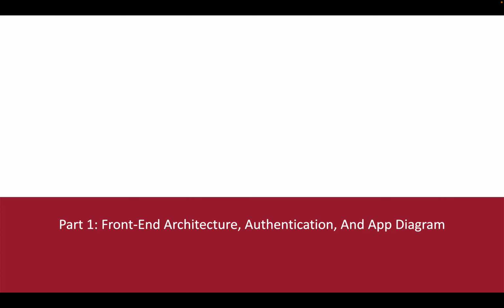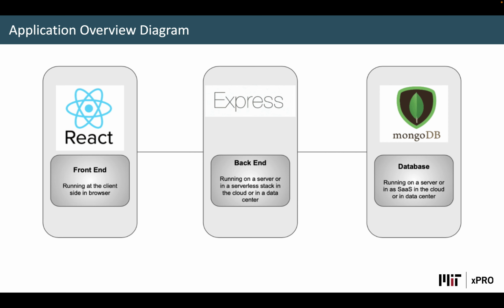So the first part we're going to talk about is the front-end architecture, authentication, and application diagram. The current application diagram is utilizing the MERN stack, with React used for the front end, which usually runs on the client side. For the backend, we're using Express.js, which handles all the API and communication with the database. This is running on a server.